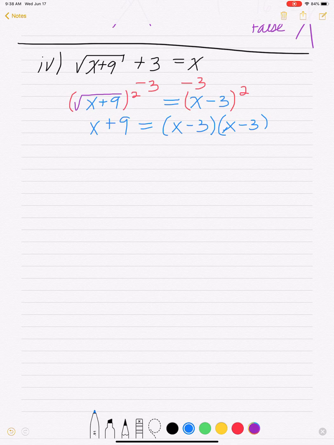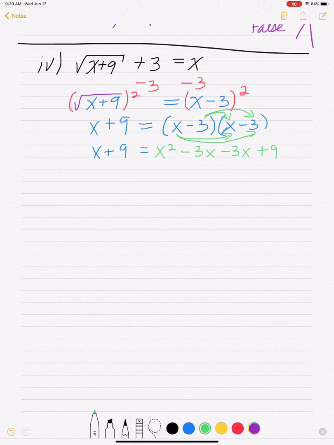So I'm going to have to FOIL out the right-hand side. I'm going to keep the left side for now. I'm going to have x plus 9 equals, what happens when you FOIL here? When you FOIL, you're going to do first, x times x is x squared. Outer, x times negative 3 is negative 3x. Inner, negative 3 times x is negative 3x. And last, negative 3 times negative 3 is positive 9.